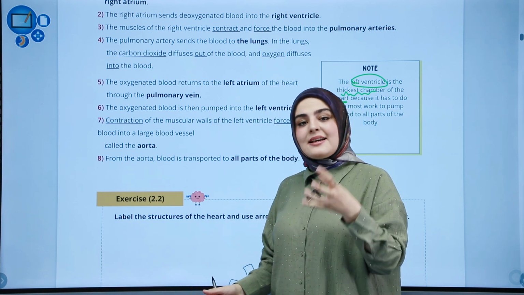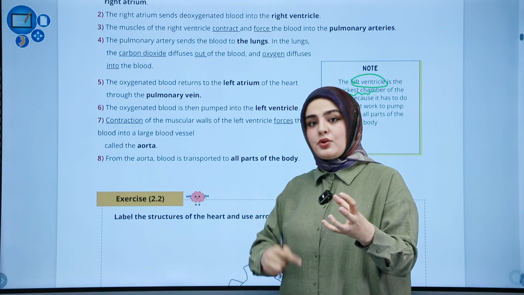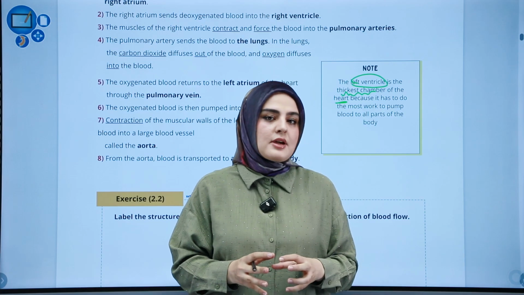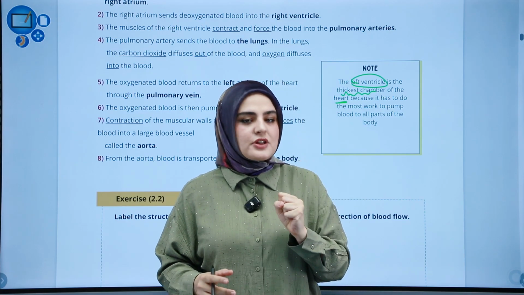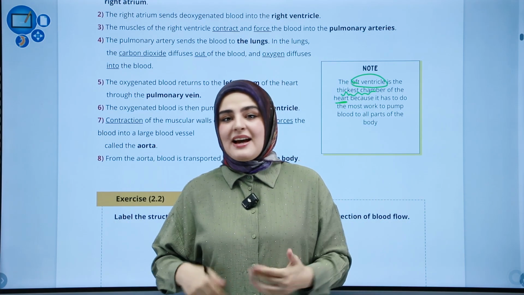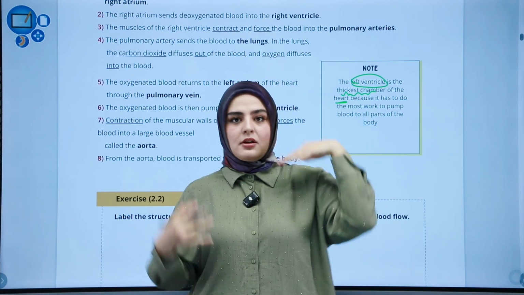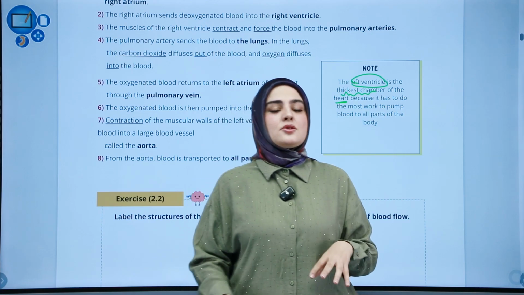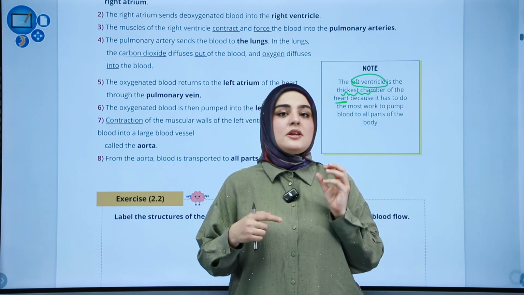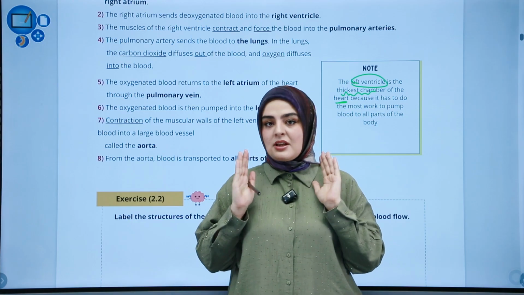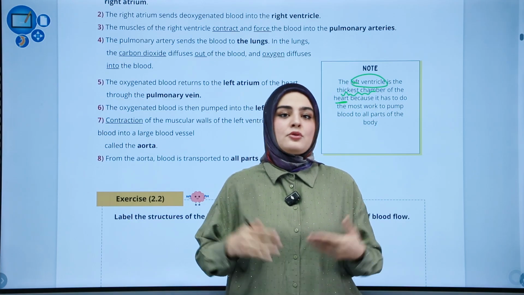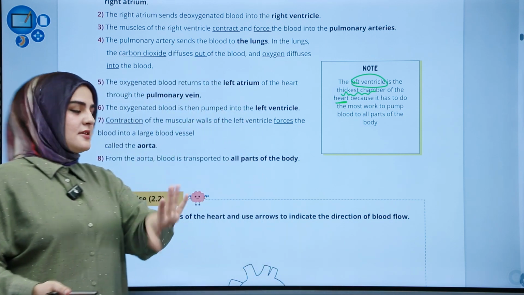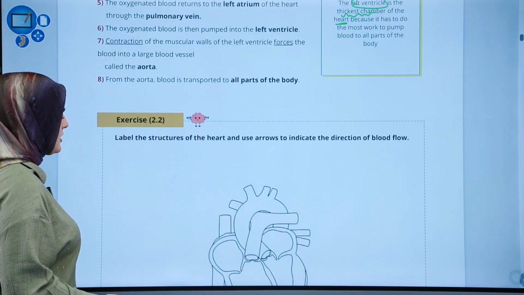Why? Write this as a note, okay? Because the thicker the chamber, the more pressure it creates. And with more pressure, it sends it to further areas. And the body, you have head, you have arms, you have legs, you have other organs. In order for the left side to send it to the whole body, we need a thick chamber that's going to create enough pressure to push the blood throughout all these places. Got it? Write everything I said as a note for yourself, because there will be questions regarding that.